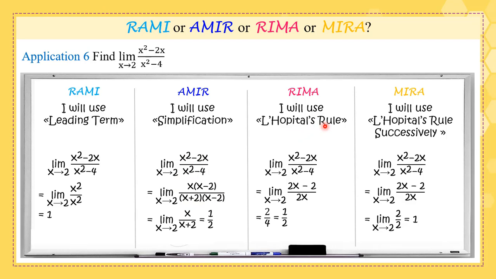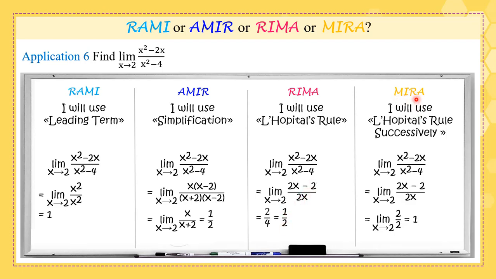Remember, we use L'Hopital's rule when we have f of x over g of x, and it is applied here. And when the substitution method leads to 0 over 0 or infinity over infinity, and the substitution here also leads to 0 over 0. So we can use L'Hopital's rule. Now here, Rima used L'Hopital's rule, and here, in this second step, if we substitute 2, we get 4 minus 2, which is 2 over 4, and this is 1 over 2.